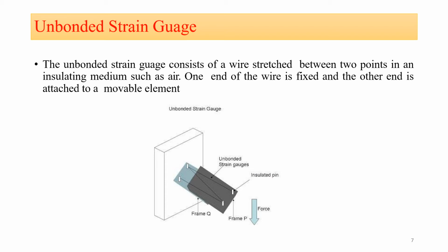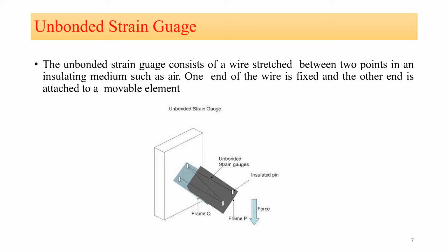Now let's see the next type of strain gauge, that is the unbonded strain gauge. The unbonded strain gauge consists of a wire stretched between two points in an insulating medium such as air, and one end of the wire is fixed and the other end is attached to the movable element. The picture shows the structure of the unbonded strain gauge.